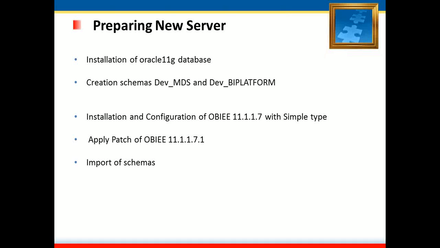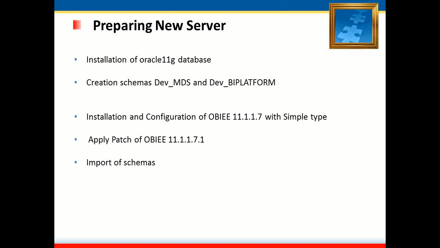So first of all, installation of Oracle 11g database as in the previous environment, and creation of schemas, DEV_MDS and DEV_BIPLATFORM, as on the previous server, and the installation and configuration of OBIEE 11.1.1.7 with simple type, and then applying the patch of OBIEE 11.1.7.1 as in the previous environment.